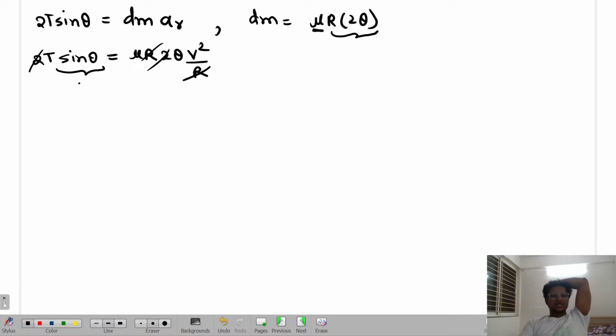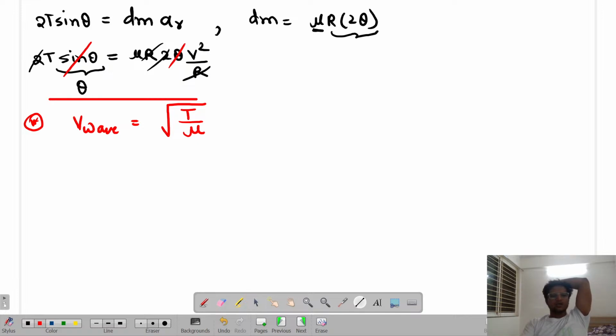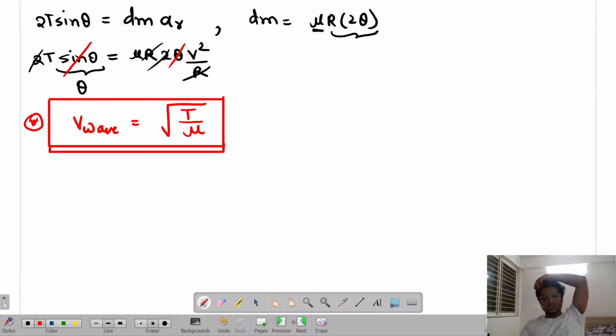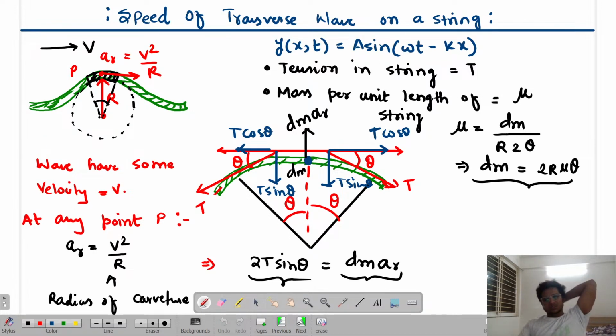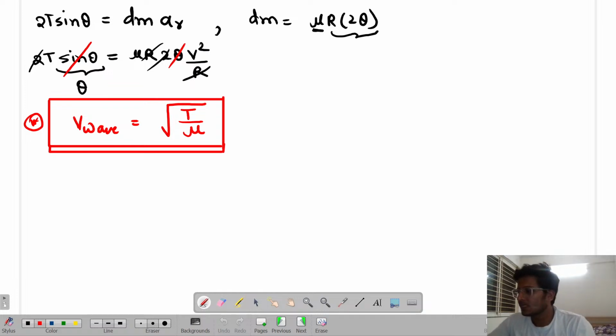And if theta is small, sine theta can be written as theta, or not. So in the equation theta and theta got cancelled. And we got one of the finest equations, that the velocity of the wave at any instant of time is defined as root under tension T by mass per unit length of the thread. And this is called the speed of the transverse wave on a stretched string. Are you able to get me or not? Is this clear?